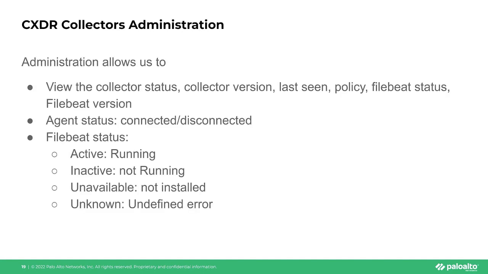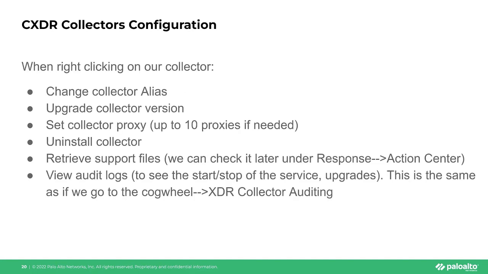From the administration option on the menu, we can view the collector status, the version, the last time it was seen by the tenant, policy, Filebeat status, and Filebeat version. The agent status can be connected or disconnected, and the Filebeat status can be active, inactive, unavailable, or unknown. Right-clicking on our collector, we can change the collector alias, upgrade the version of our collector, set a proxy for the collector, up to a maximum of 10 proxies, and install the collector. We can retrieve the support files that we can later download from the Action Center, and we can also view the audit logs.